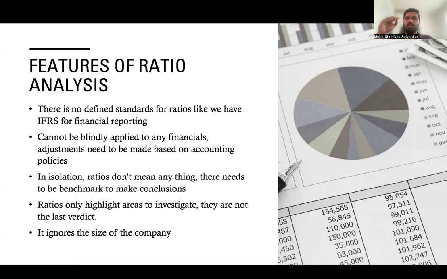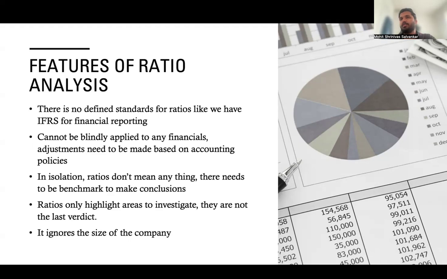It's not like if you see one ratio, profitability 16%, you say, okay, very nice, invest in it. No, it doesn't work like that. So you will take that ratio, you will compare it with other ratios, and then you will make some decisions. Just by looking at ratios, you will not be able to make decisions. By looking at ratios, you will know which areas to look into. That's what is mentioned in the next point: ratios only highlight the areas to investigate, they're not the last verdict.